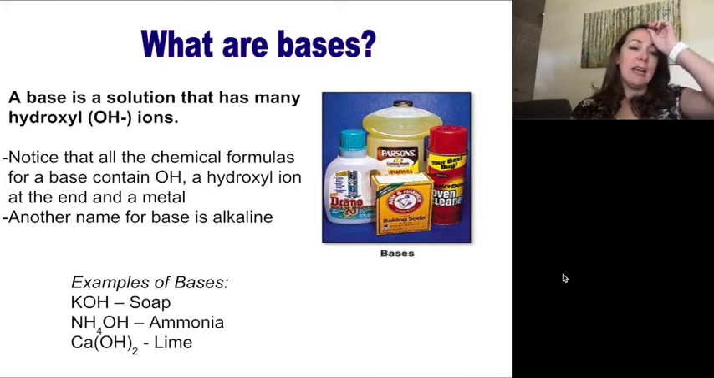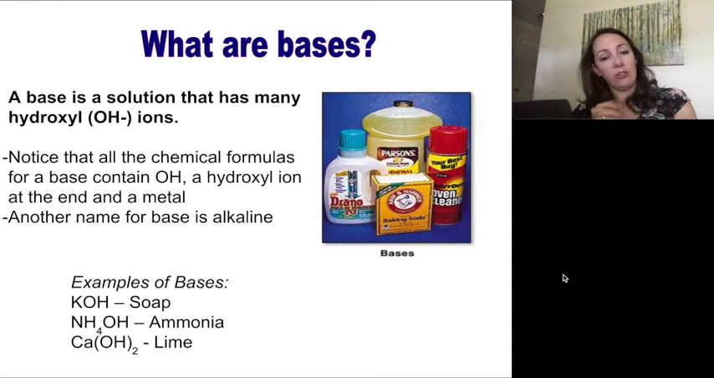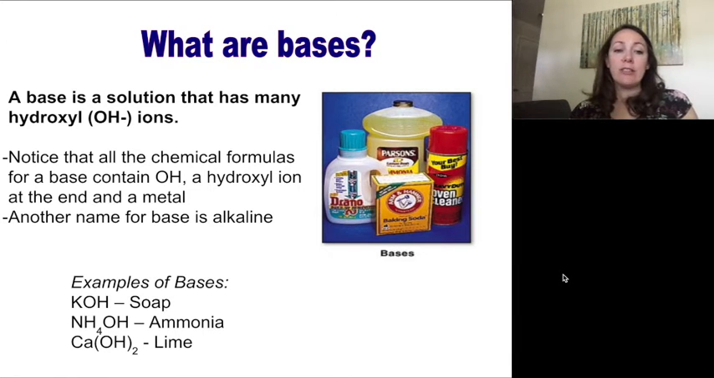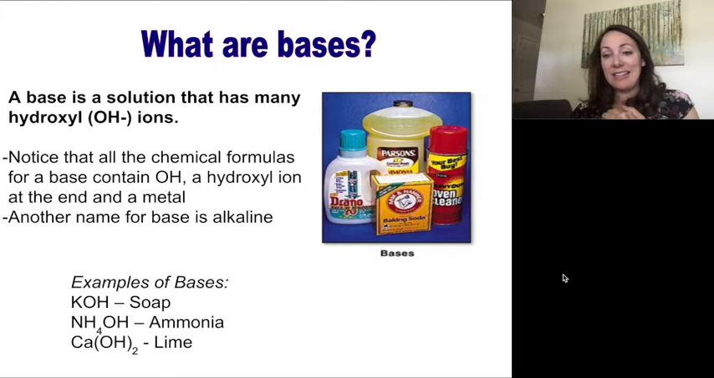So what are bases? A base is a solution that has many hydroxyl ions, okay? We also call these hydroxide ions. So notice that all the chemical formulas for a base contain OH, which is a hydroxyl ion, and the hydroxyl ion is listed at the end of the chemical formula, and it's also paired up with a metal. So another name for a base is alkaline. So when you talk about alkaline metals on your periodic table of elements, we know that those can be bases, okay?